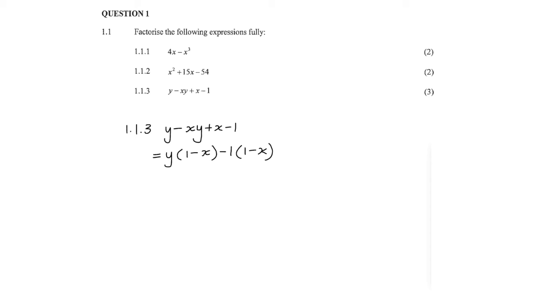The next thing that we do is we factor out the common binomial 1 minus x. So both terms now contain 1 minus x as a factor, so we can factor it out. So then we have y minus 1 multiplied by 1 minus x. This is the fully factorized expression. So you will get 1 mark for the correct grouping of terms, and then you will get 1 mark for the change of sign and factoring out the common factor 1 minus x, and then you will get 1 mark for the final correct factorized form.